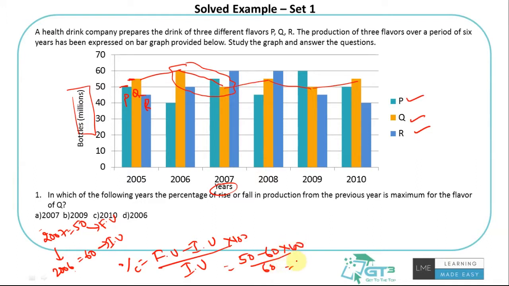So that is basically minus 10 by 60 into 100, right? This will be minus 16.66%. 100 by 6 will be 16.66%. So I'm seeing a decline of 16.66%.